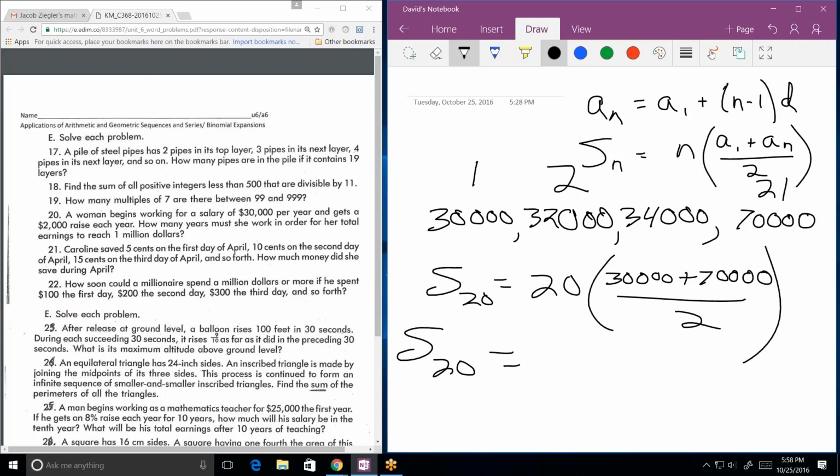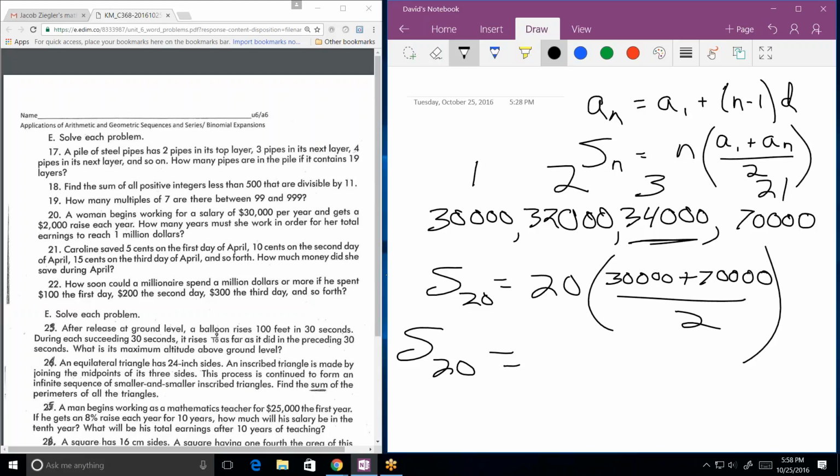Because, in other words, again, the third term would be 34,000 minus 30,000 divided by 2,000 plus 1. That would be the third term. 34,000 would be the third term. So 70,000 minus 30,000 is 40,000. Divide by the common difference, which is 2,000. You get 20. Add 1, you get 21.